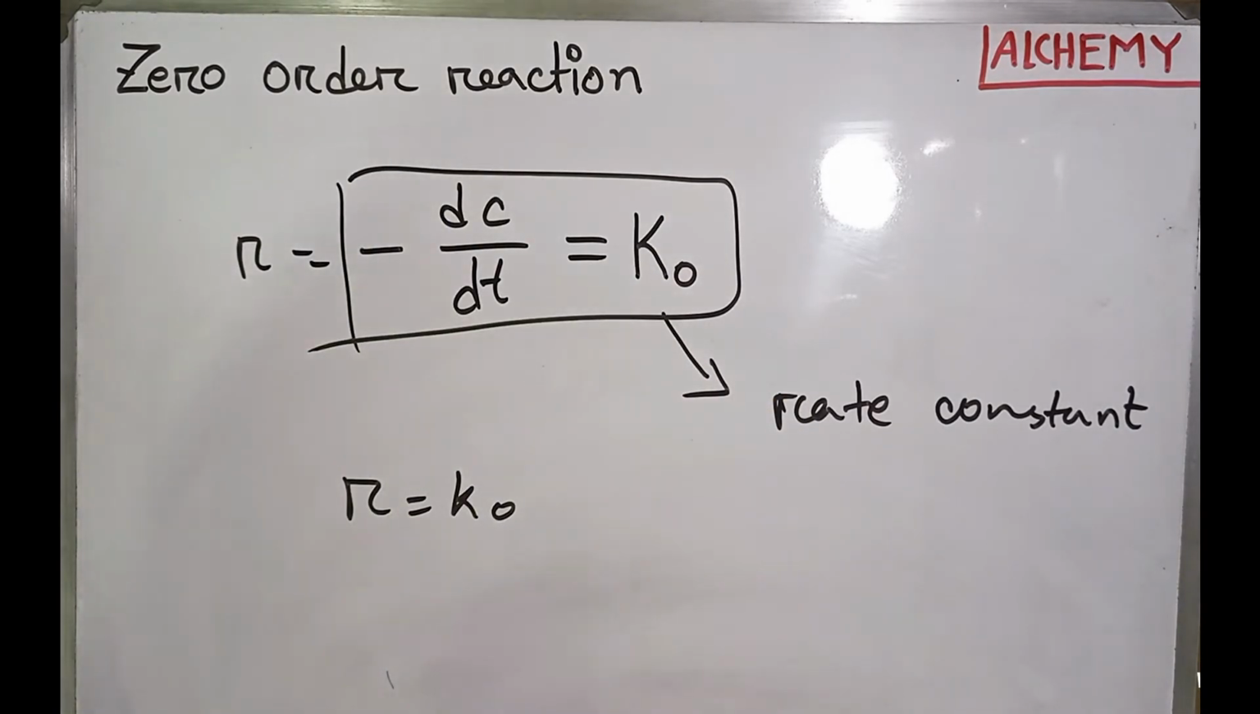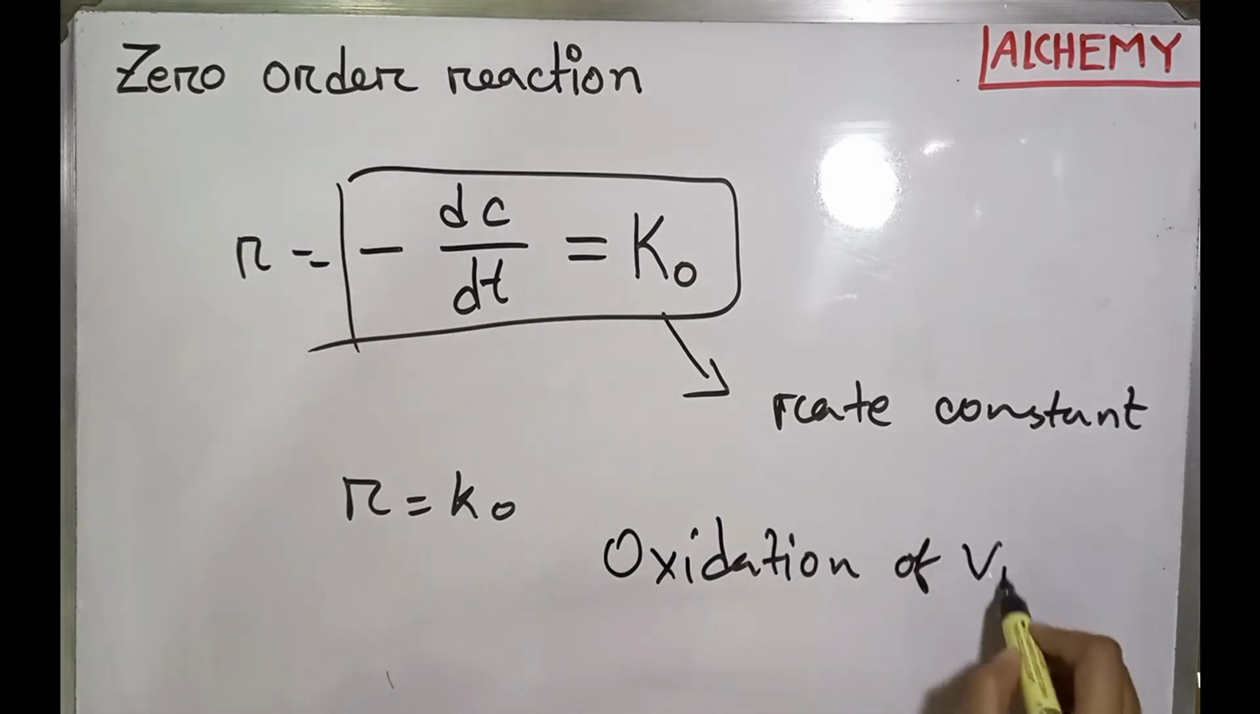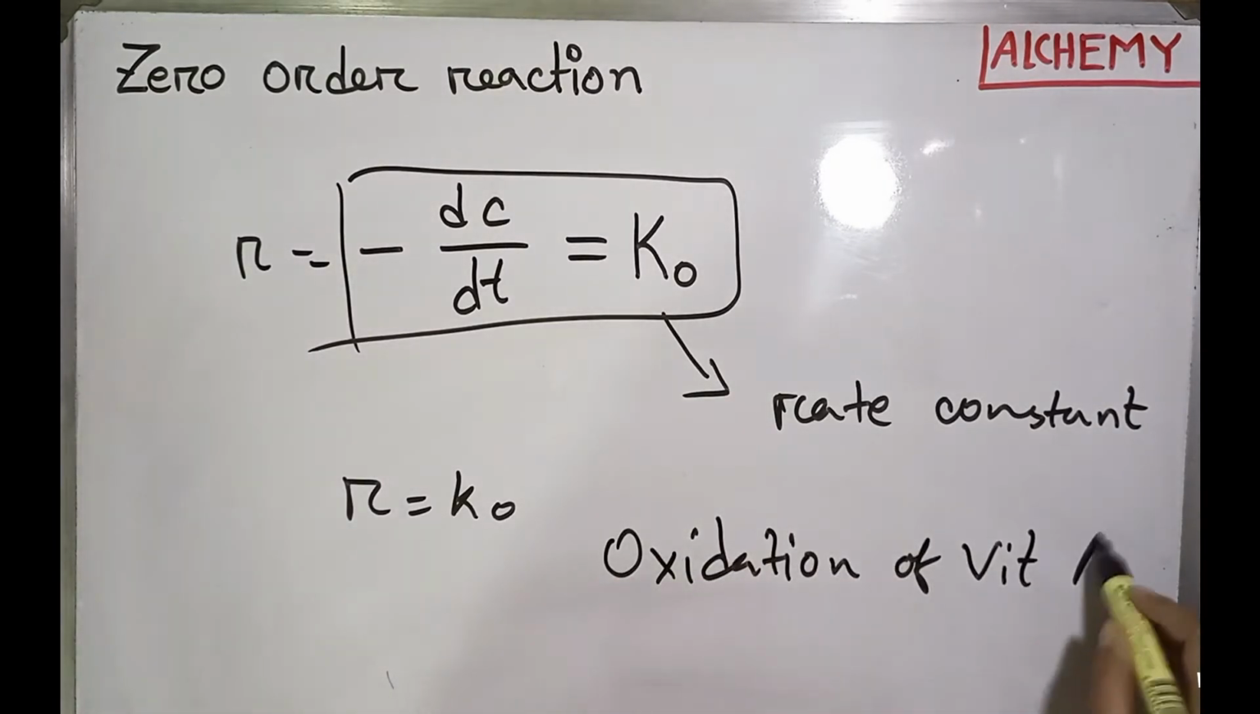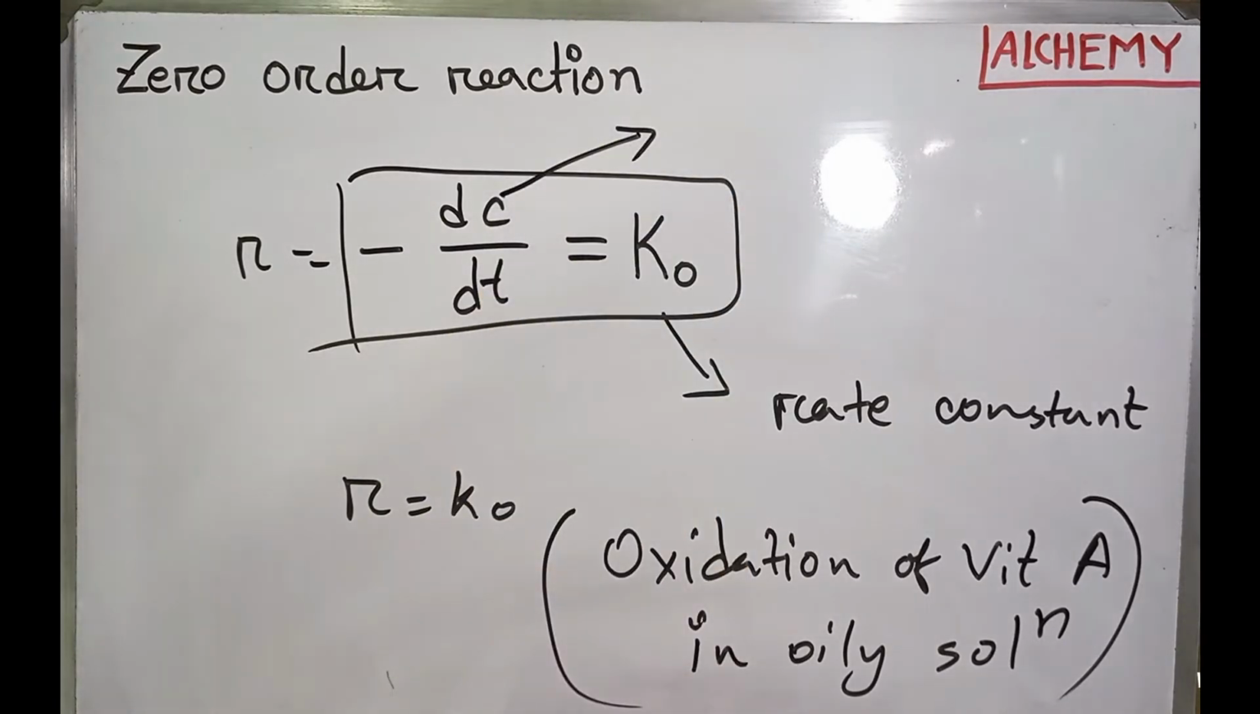An example of zero order reaction is oxidation of vitamin A in oily solution. This is an example of zero order reaction. Here C is the concentration, the initial concentration of the reactant.